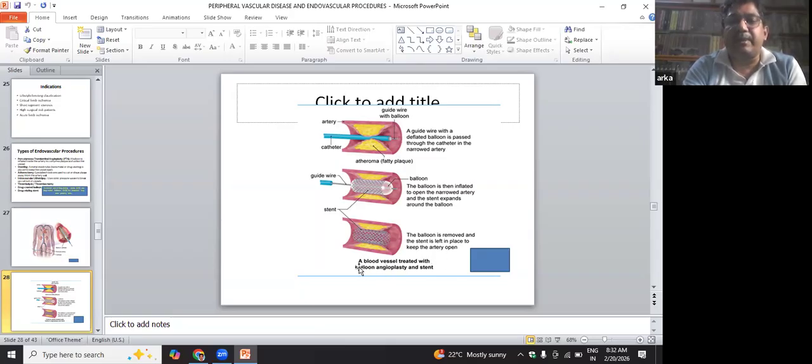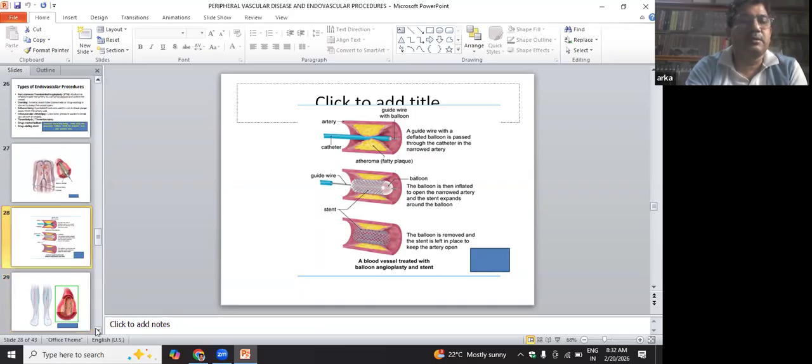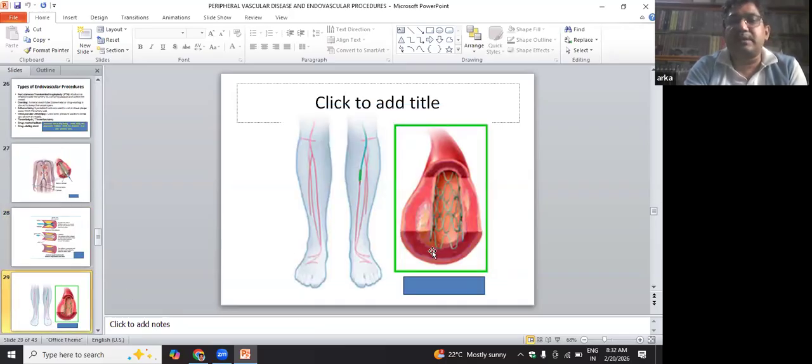So this is how a blood vessel is treated with balloon angioplasty and stent. This is an image-guided procedure, and nowadays vascular surgeons are also doing these procedures. So this is the condition, how it looks now: a narrowed artery, and we have placed a stent after inflation of the balloon.